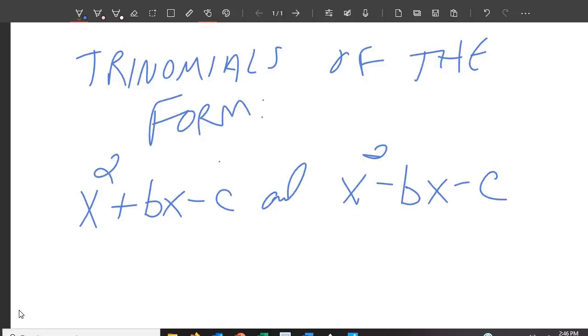Okay, this lesson is on factoring trinomials with the minus sign at the end. You can have a plus or minus in the middle, but this deals with the minus sign at the very end. Now, we're going to do it like I did with the plus sign. Let me show you how we're going to do this.